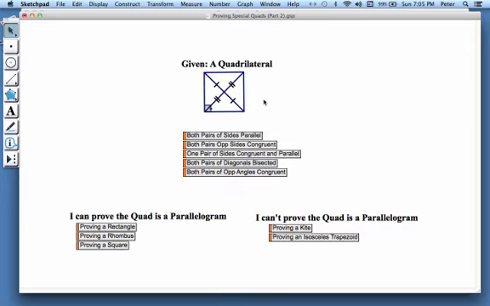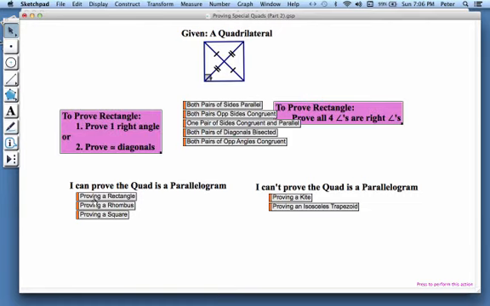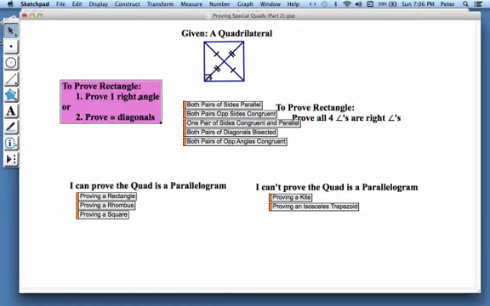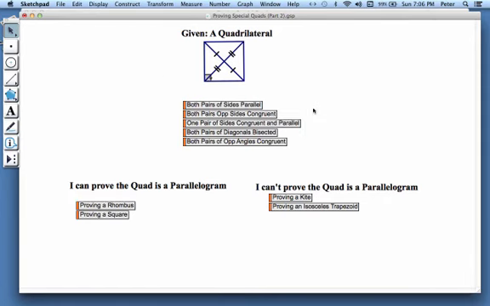So the first thing is, can we prove that it's a parallelogram? We don't know anything about whether the opposite sides are parallel or whether the opposite sides are congruent. But I can tell that both pairs of the diagonals have been bisected. So this figure is clearly going to be a parallelogram. That puts us over on the left-hand side of the flowchart. Now, the steps to proving that it's a rectangle will be to first prove that I have one right angle. Well, I do have one right angle.